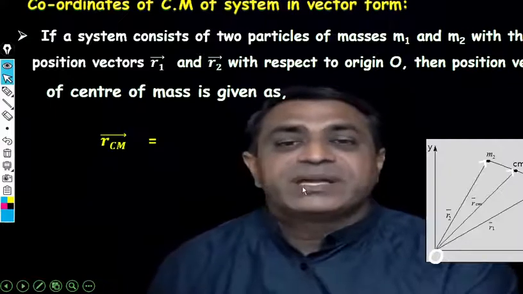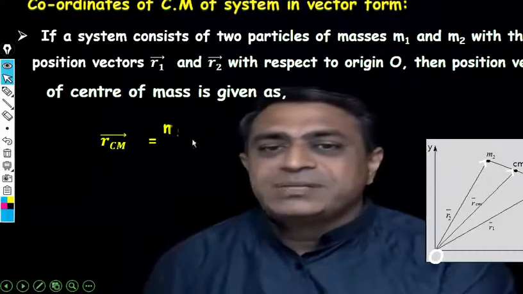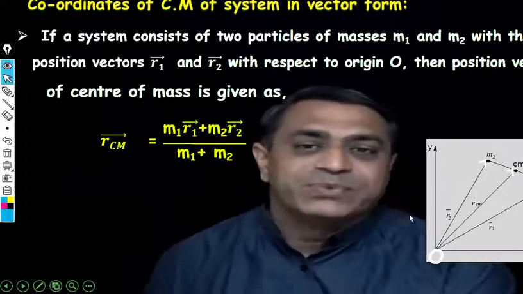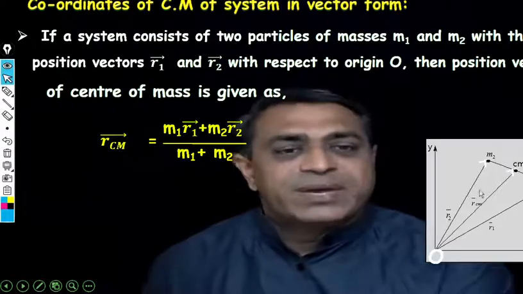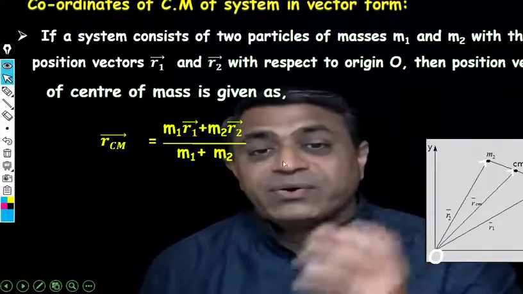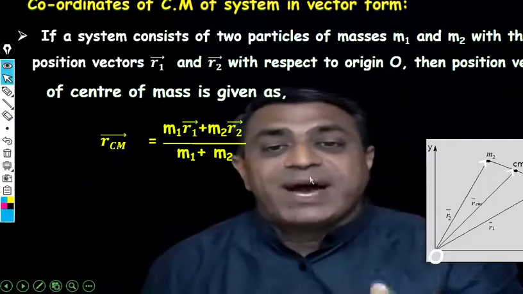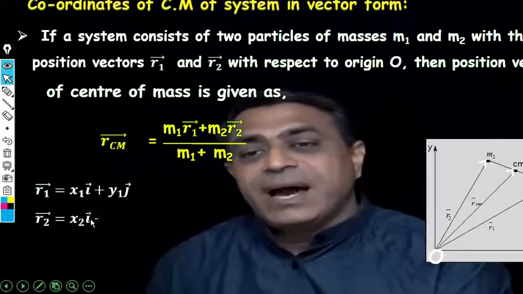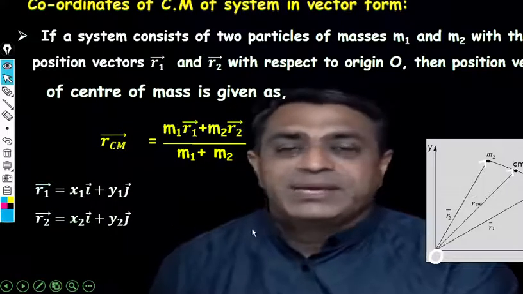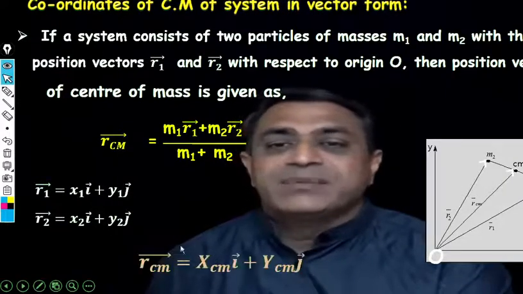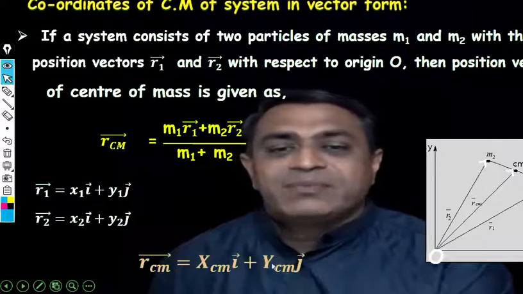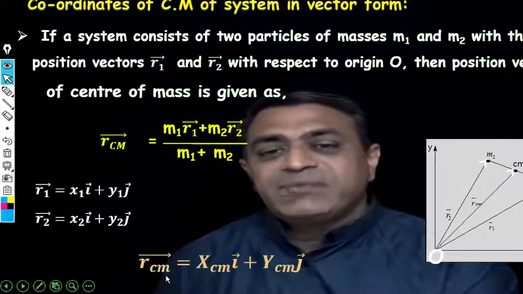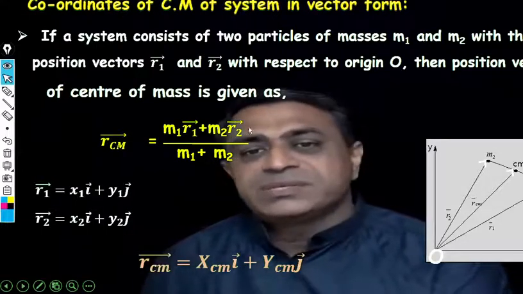So here we have to consider vector form. So rcm is equal to m1r1 plus m2r2 upon m1 plus m2. So if we are using rcm, then there is no need to find x, y and z separately. Here r1 we can consider as x1i plus y1j, r2 as x2i plus y2j. So we can get rcm, which is equal to xcm i plus ycm j. So either calculate xcm and ycm separately, then find rcm, or you can use this equation.